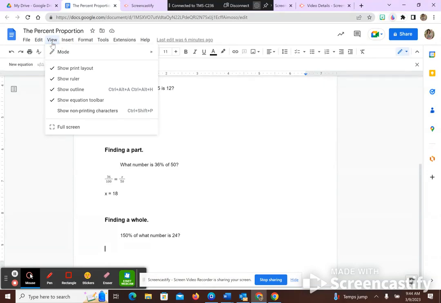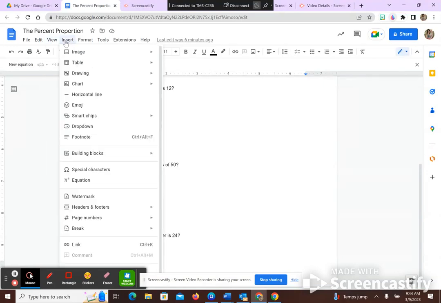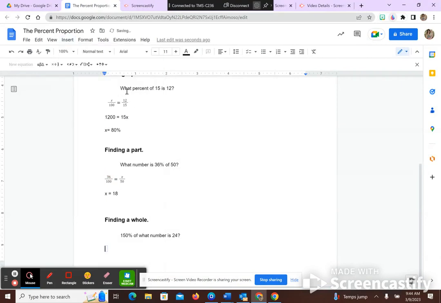So how would I write 150% as a ratio? What do you think, Cruz? 150 over 100. Exactly. 150 over 100. That's my first ratio because it says 150%. So 150 out of 100.